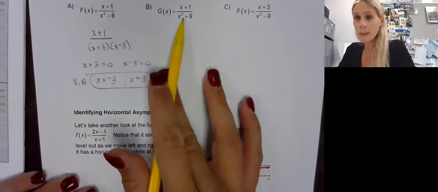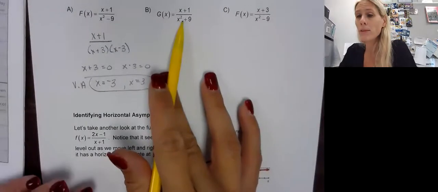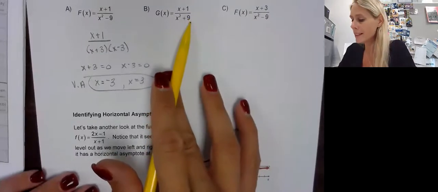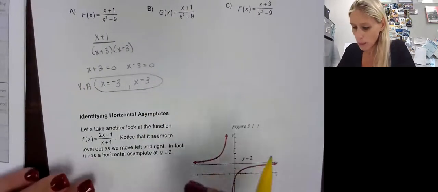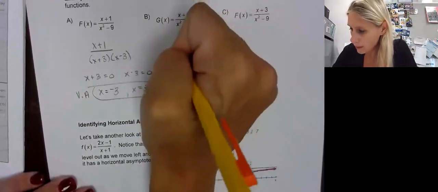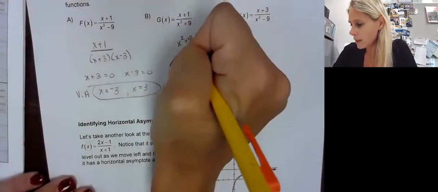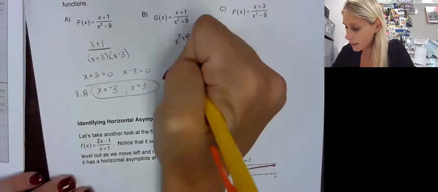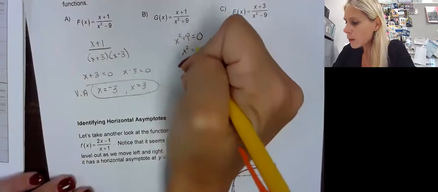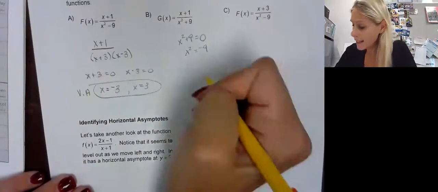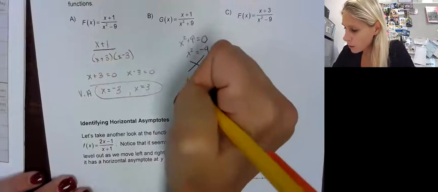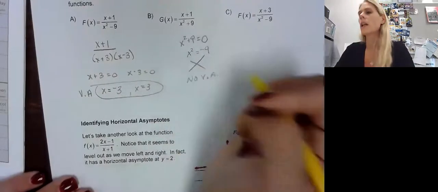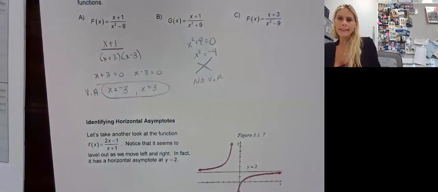So we're going to simplify as much as can be. Wait, we can't simplify that because it's addition there. It's not a difference. It's an addition, so that doesn't work. So what we do again is we set our denominator equal to 0, but we run into the same idea that we get x squared equals negative 9. This can never happen, so no vertical asymptotes.